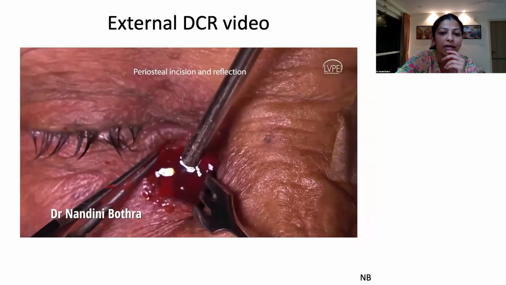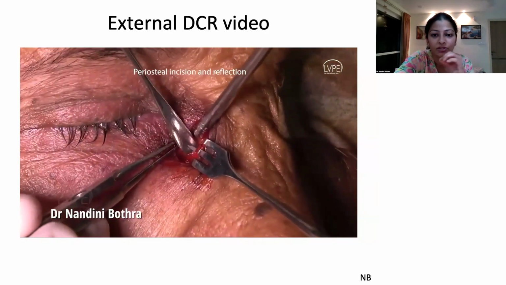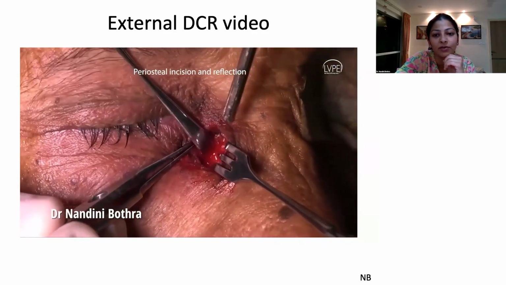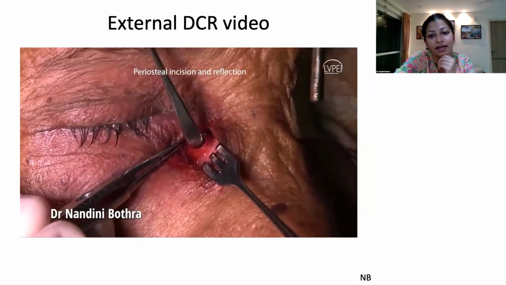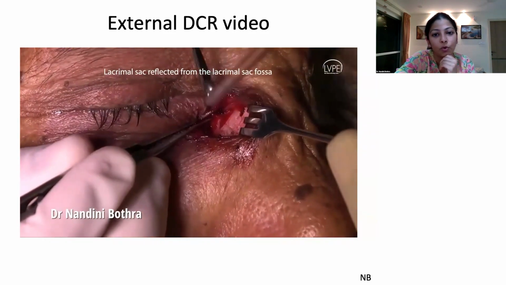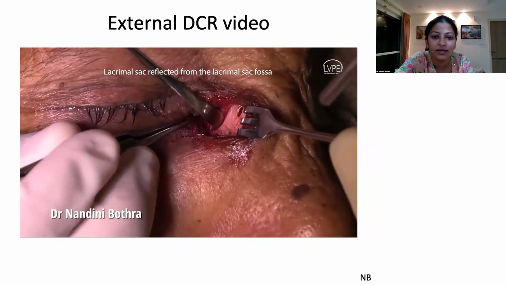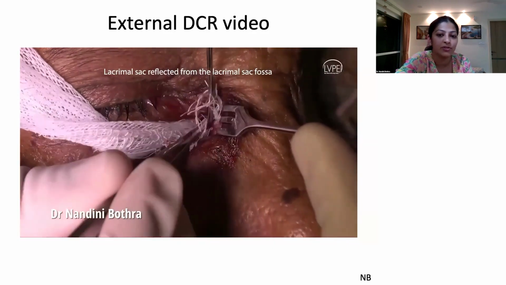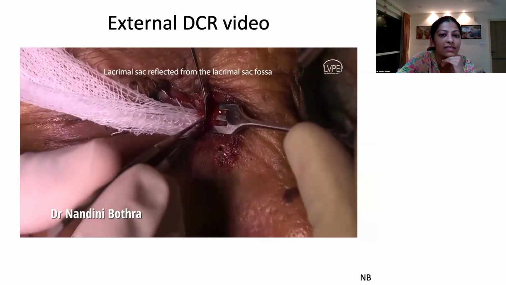Right? Now, once you see bare bone, you use a cautery or you can use just a periosteal elevator to actually take a periosteal incision. Once you've taken the periosteal incision, this periosteum is then retracted superiorly as well as inferiorly towards the anterior lacrimal crest. So this is the superior retraction. Then you hold the edge of the periosteum and retract it inferiorly. Now the edge of the bone that you're seeing is the anterior lacrimal crest, and that is your lacrimal sac fossa with your sac. Now I tend to use a gauze to separate the sac from the sac fossa.